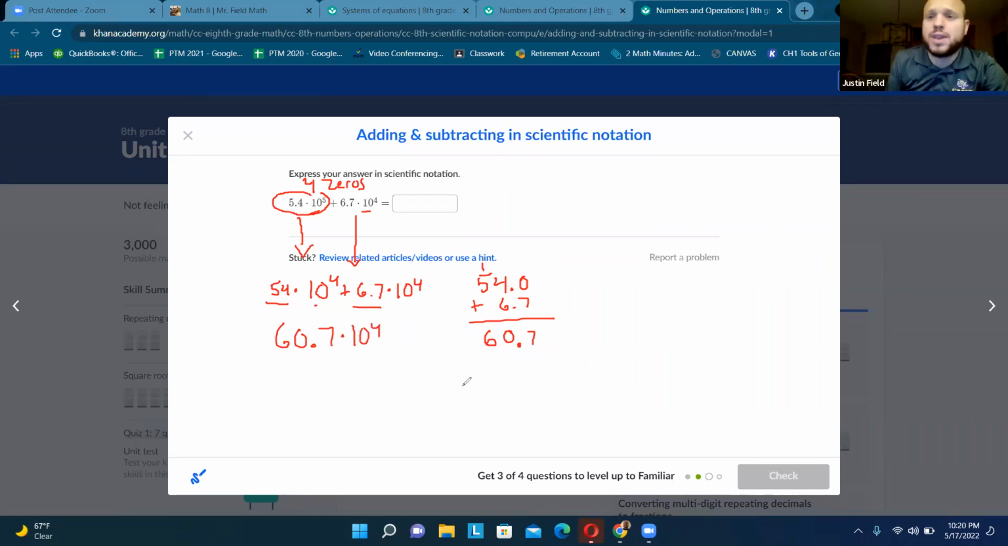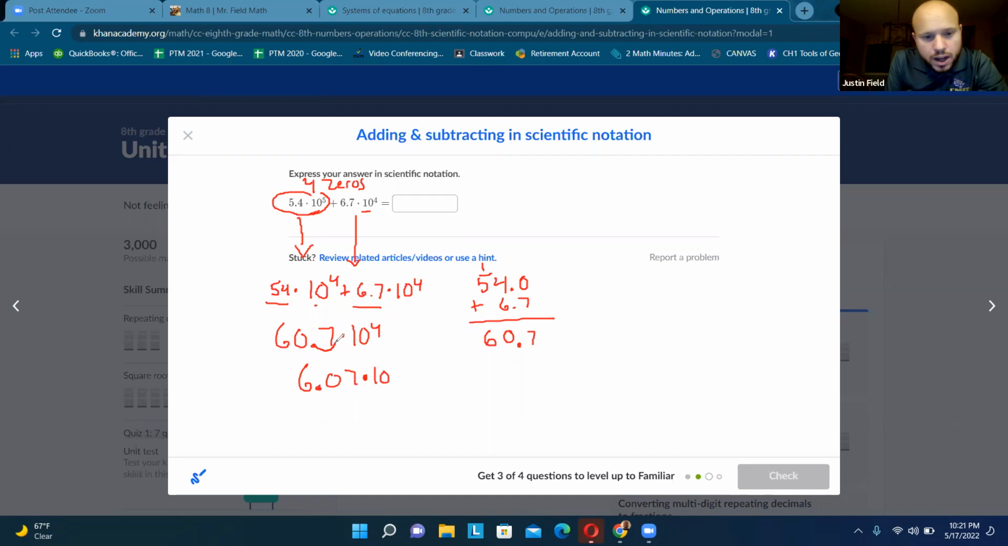I don't dare put that in because it's not in scientific notation. We want to put in 6.07 times 10 to the fourth. Oh, not to the fourth though. What would it be? So we want to move that decimal point 4 times.